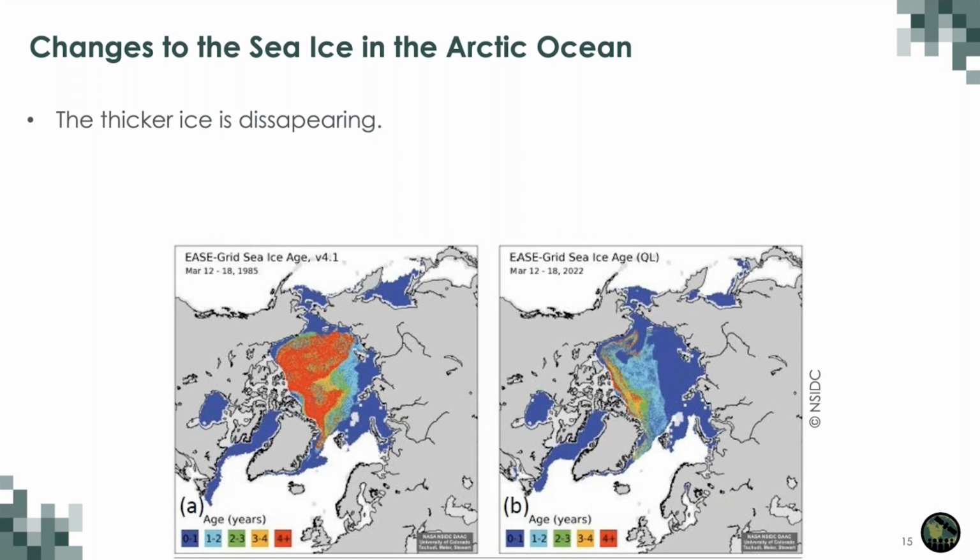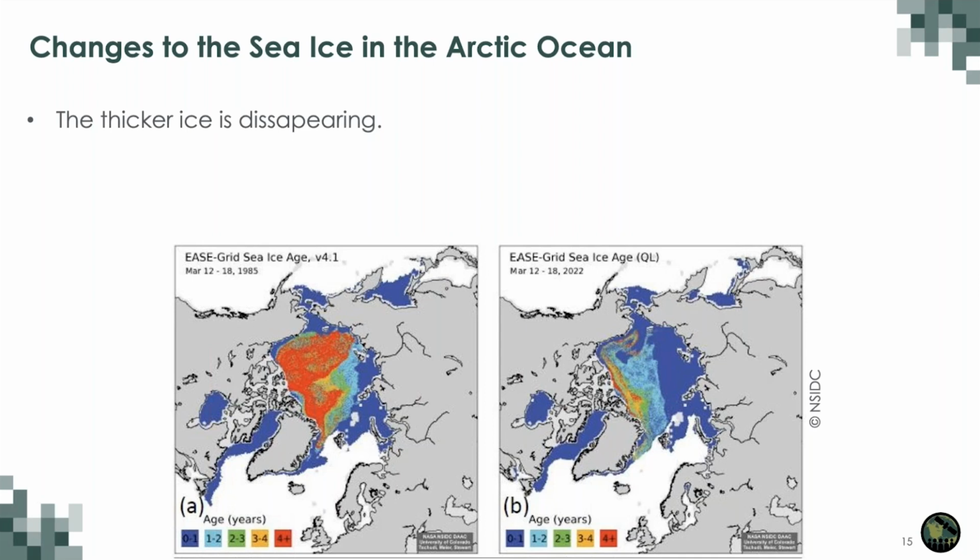So here on the left is an image from 1985. This is what the conditions were like in March then. And on the right is an image from March in 2022. And the older ice here has been marked in red, followed then by yellow, green, and the youngest ice is the blue. And you can see that there's a lot less red to the right and more blue. And the red indicates then the ice that is more than 4 years old.